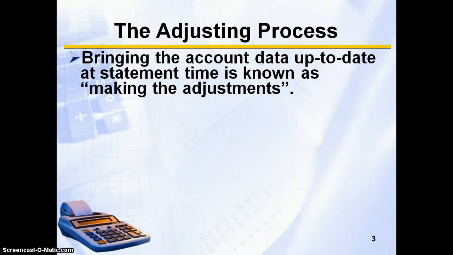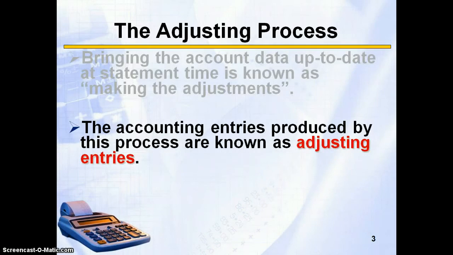The adjusting process is essentially bringing the account data up to date at statement time. It's also known as making adjustments. What this means is during the fiscal period, accounts will become outdated or they will not be updated regularly. And towards the end of the accounting cycle, they must be updated in order to show accurate information in our financial statements. Accounting entries are produced through the adjusting process, and they're called adjusting entries. This video is going to show you how to make adjusting entries.